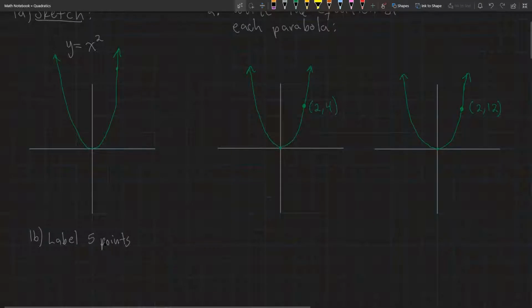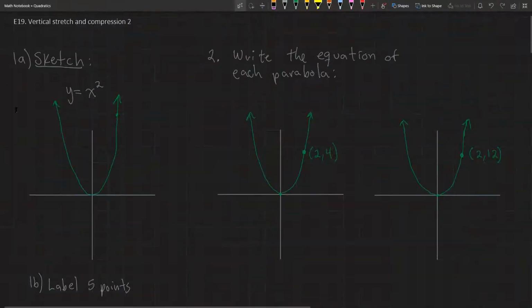So I'll give you a little challenge. See if you can label any 5 points. Try to get as creative as you can. Don't label the easiest ones for labeling 5 points for the parent function. All right, I'm going to pretend that 20 seconds passed by, so let's check our work now.